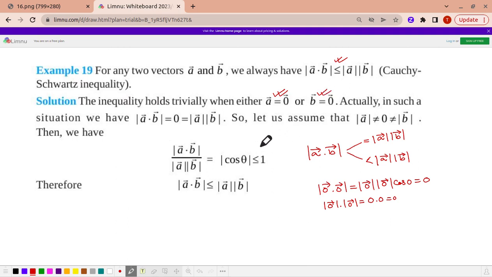Okay. Now suppose the other case is that mod A is not equal to 0 and mod B is not equal to 0. That means both the vectors are non-zero. Then what we will get, dear students, from one formula we know, that A dot B, a very fundamental formula of the dot product, that is the foundation, equals mod A into mod B into cos theta.